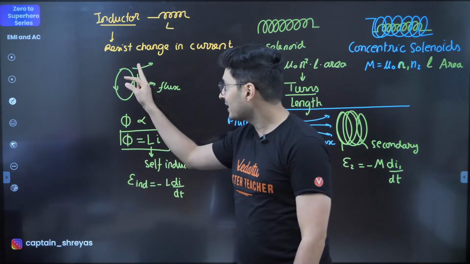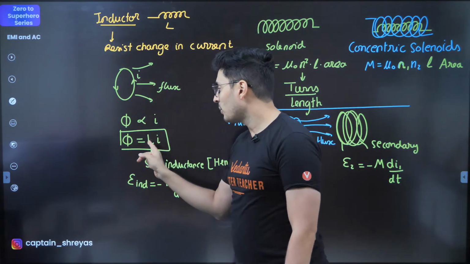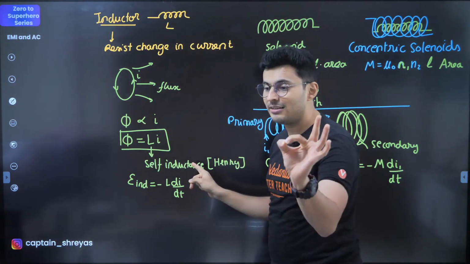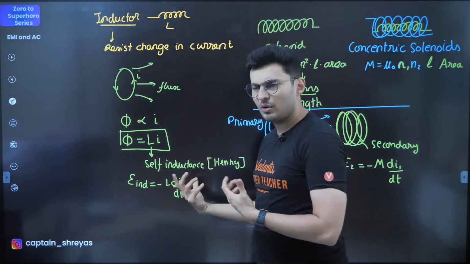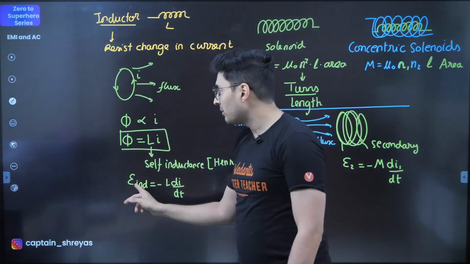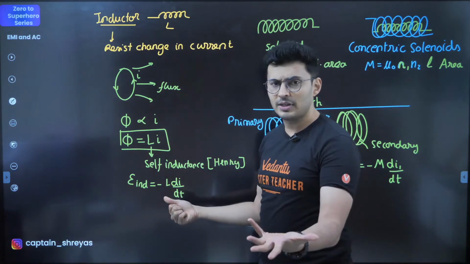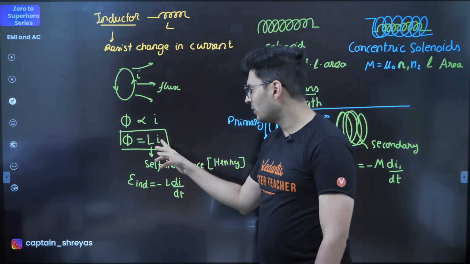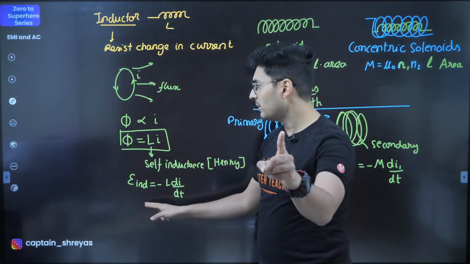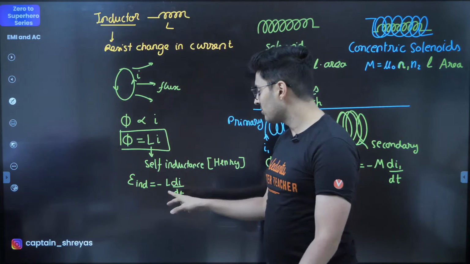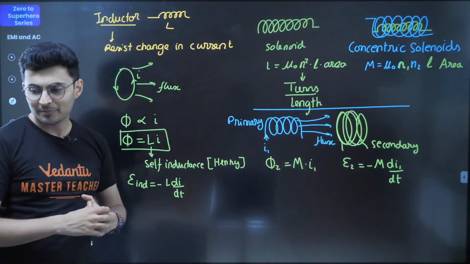Now, the flux within the coil is proportional to the current, and that proportionality constant is called the self-inductance coefficient. Its unit is Henry, and the induced EMF within itself is, magnitude wise, L di by dt. L is the self-inductance coefficient, di by dt, because when you differentiate this, you will get di by dt. Remember, d phi by dt is EMF. When you differentiate, L is a constant, it comes outside, so di by dt remains.